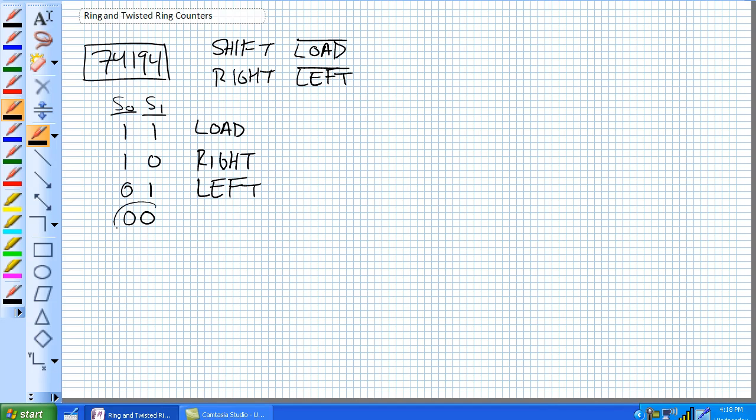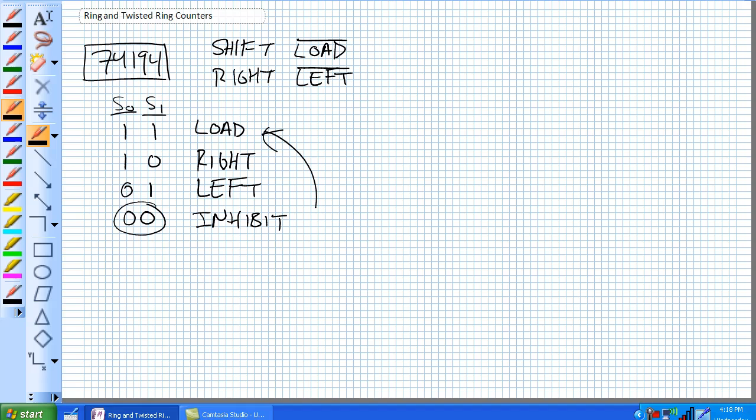What's that guy right there? I neglected to tell you about that. That's basically an inhibit. Basically, don't do anything. Everybody stay where you're at. Then all of a sudden, bang, it goes back to load and loads a new one, or right or left, whatever it is. So I forgot to give you guys that 0-0 command, inhibit.